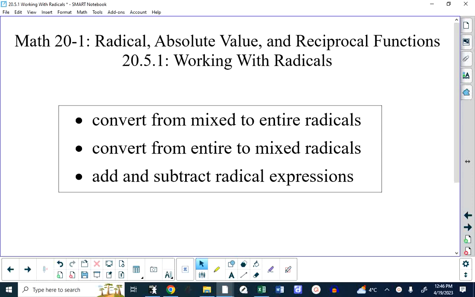math. Let me get that other monitor going. I thought I turned it on. There, it's going to be on in a second.